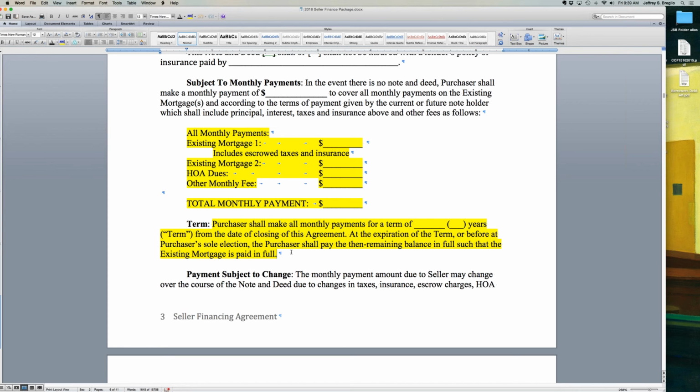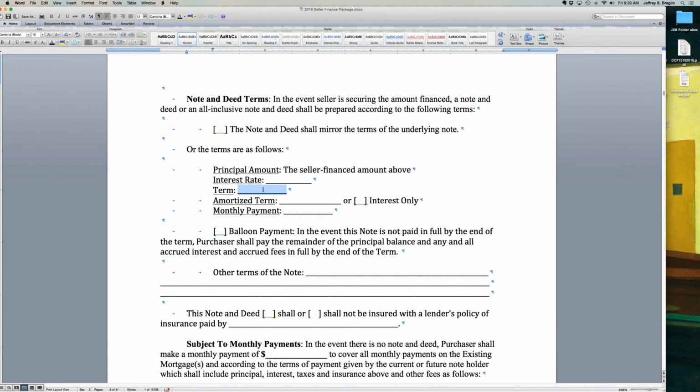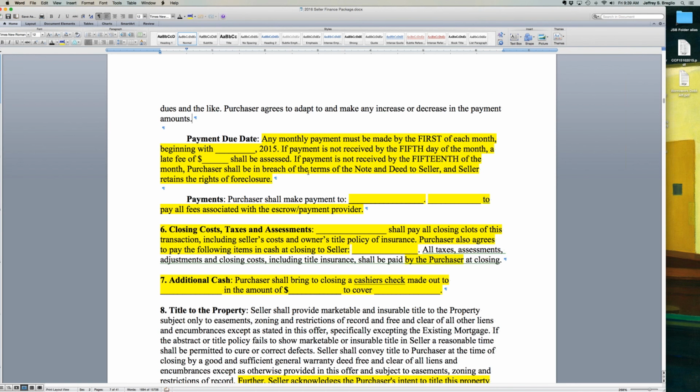And again, this is just a reiteration of the term that's up here. Payment subject to change. This is just inserted in the event you're doing this subject to, and they've got either a variable rate loan, or because of taxes and insurance, the payment changes every year. So this is just an acknowledgement by you as the buyer that your monthly payment may change, just like the seller's payment to their mortgage company may change. So you are agreeing that you will change your payment in the event the underlying mortgage payment changes.